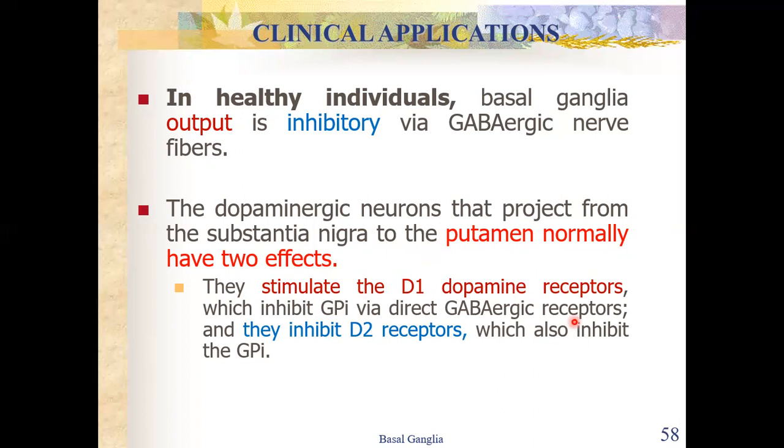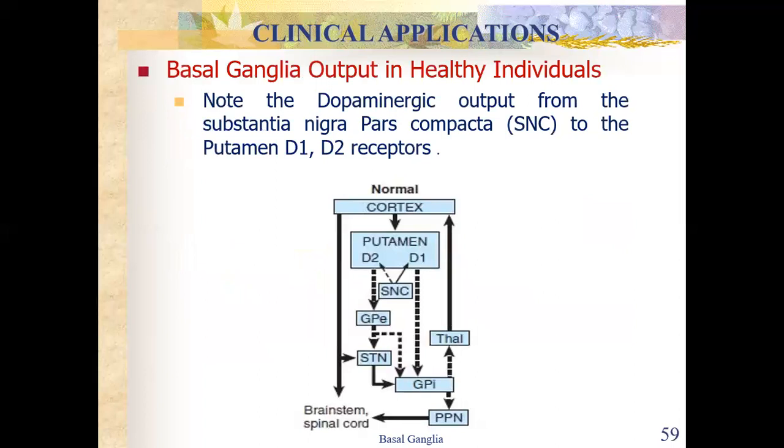Now we are zooming in to the connections between the substantia nigra pars compacta, the striatum, and the globus pallidus. We want to see what is happening in that connection. We have dopaminergic receptors in the striatum, and between the putamen and the globus pallidus interna, we have GABAergic receptors. The substantia nigra pars compacta also inhibits D2 receptors in the putamen, which also inhibit the globus pallidus interna segment. Let's see in the next slide what I'm trying to explain.